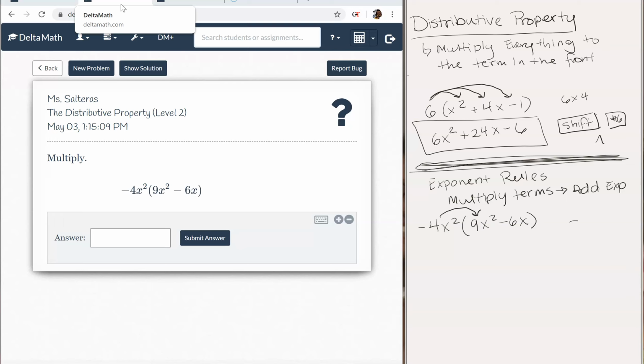So -4 times 9, that's going to give us a -36. Okay, all right, so well, we're going to multiply. We're multiplying x squared times x squared.